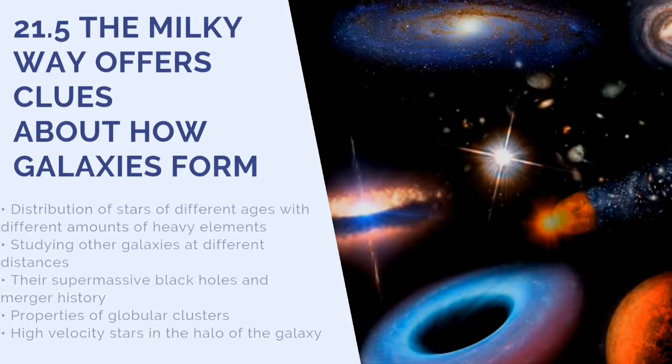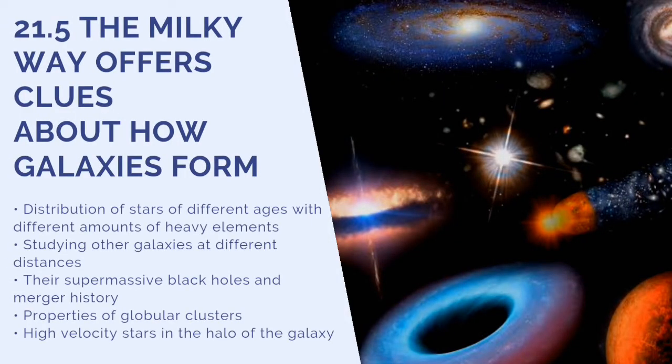Let's now move to the last topic of the Milky Way, and it is all about how the Milky Way offers clues about how galaxies form. Did you wonder how galaxies form? One of its clues is the distribution of stars of different ages with different amounts of heavy elements. So information about stellar populations holds vital clues, and by determining the distribution of stars and looking for the oldest and younger stars, we can get clues about how galaxies form.